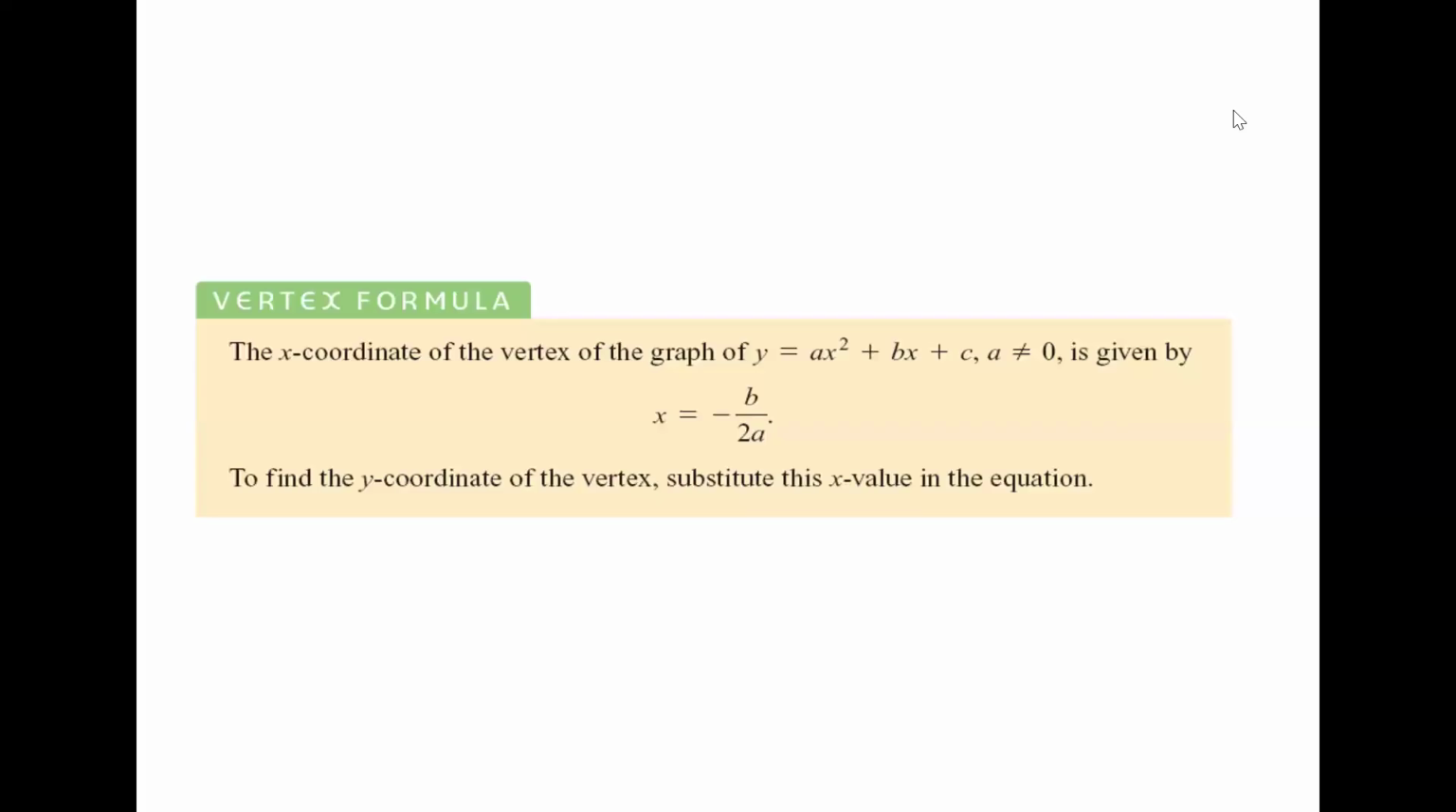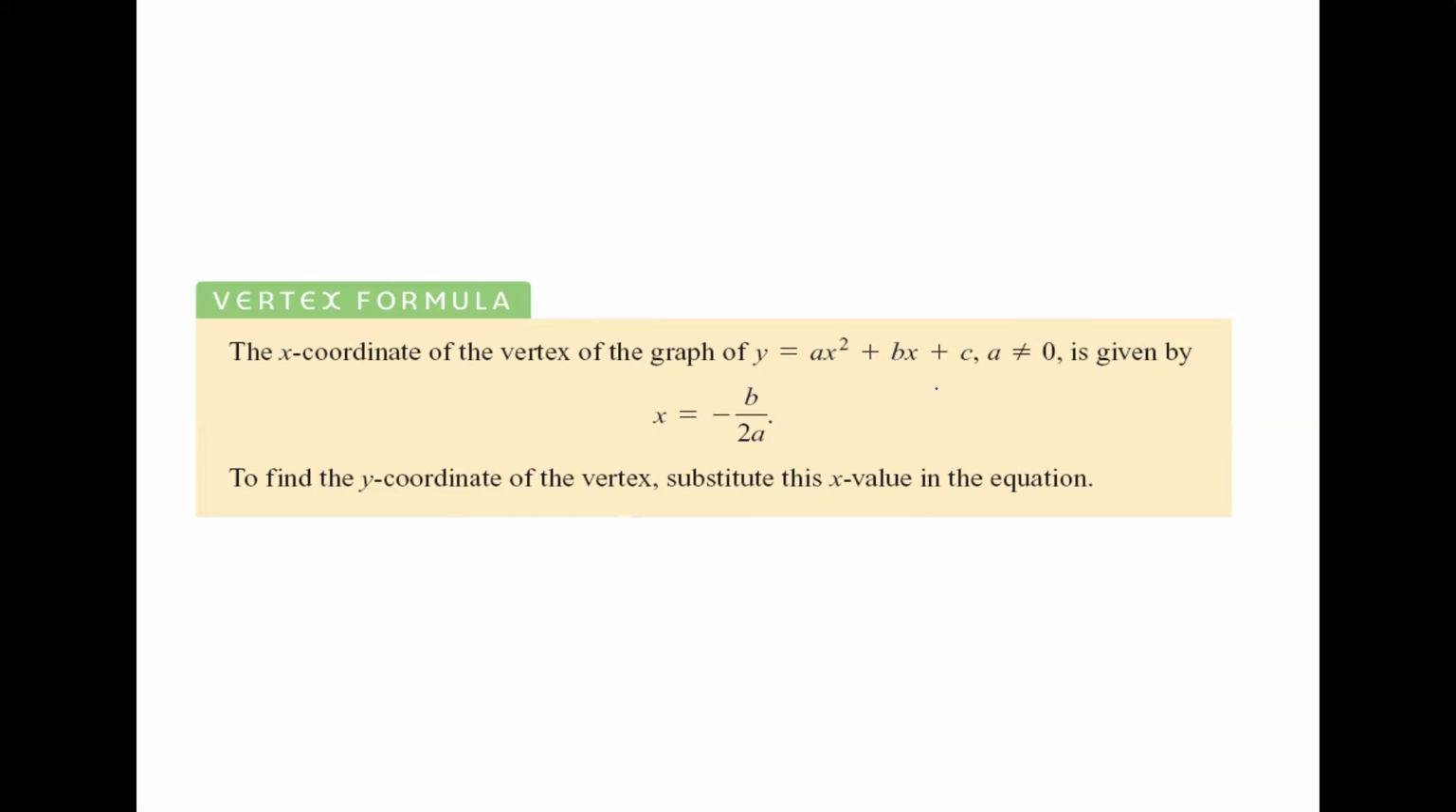So we talk about the vertex. Can we find that very easily? Well, the x-coordinate of the vertex of the graph of ax squared plus bx plus c, where again a cannot equal 0, is given by x equals negative b over 2a. So to find the y-coordinate, we basically take whatever that value of x is, plug it back in here, and we'll get our y value out. So that's what it is.